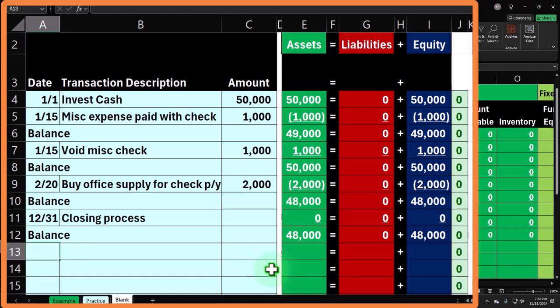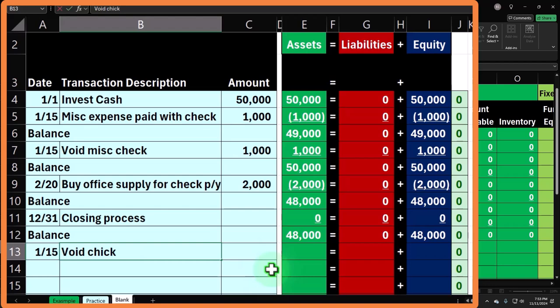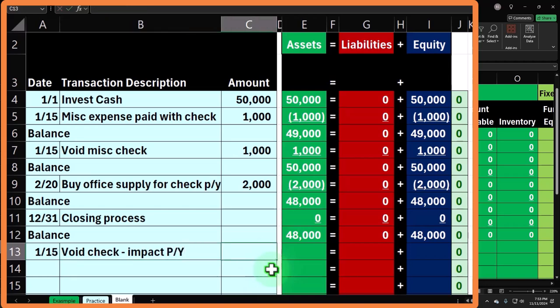So it's going to happen on 115 that we're going to void it. When I void it, it's going to void it as of the prior period. So I'm going to do the actual process of voiding on 115, but then it voids the check, which impacts the prior year. And this is the problem with most accounting software. If you're working with accounting software, you have to see what it's going to do when you void the check. It makes a paper trail, but usually it voids the check basically in the date that you entered the check.